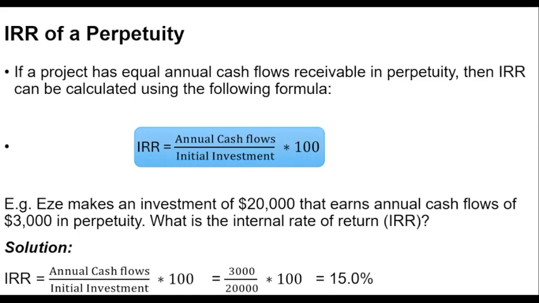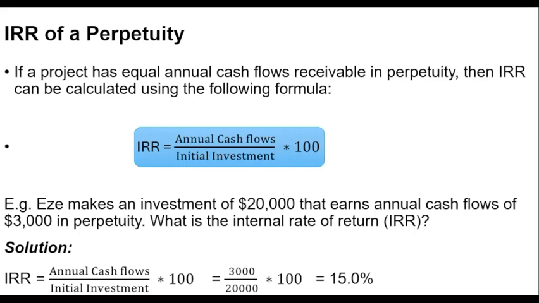Eze makes an investment of $20,000 that earns annual cash flows of $3,000 in perpetuity. What is the internal rate of return? The solution is very simple. IRR of a perpetuity is the annual cash flows divided by the initial investment multiplied by 100. So the annual cash flows from our question is $3,000. We divide that by the initial investment of $20,000 and multiply the result by 100, and that will give us 15%. So that is the IRR.